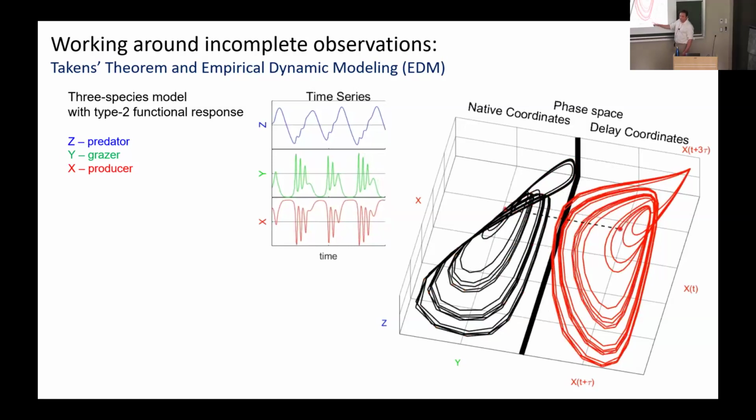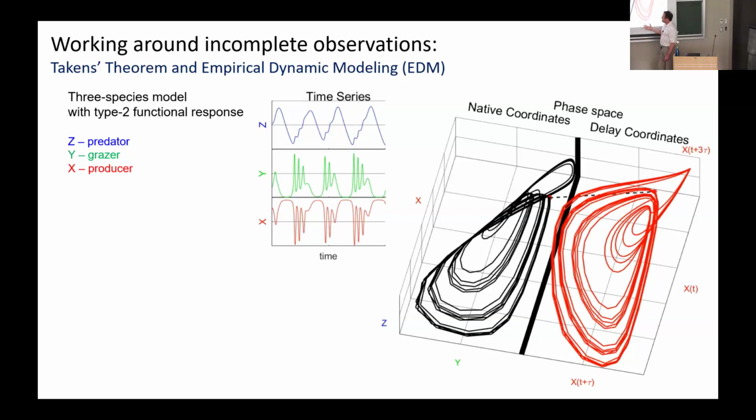Now, the thing in red is a version of the attractor that's constructed using just the abundance of the producer. So instead of the abundance of X and Y and Z, those 3 different species, here the axes are the abundance of the producer now, a step into the future, and 3 steps into the future. The important bit here is that there is a one-to-one connection between these 2 things, and that's what Takens' theorem proves. Now, what can we do with this other than make totally cool videos? Well, let's say that we didn't know the equations for how the system worked, but we did have enough data to make this picture.